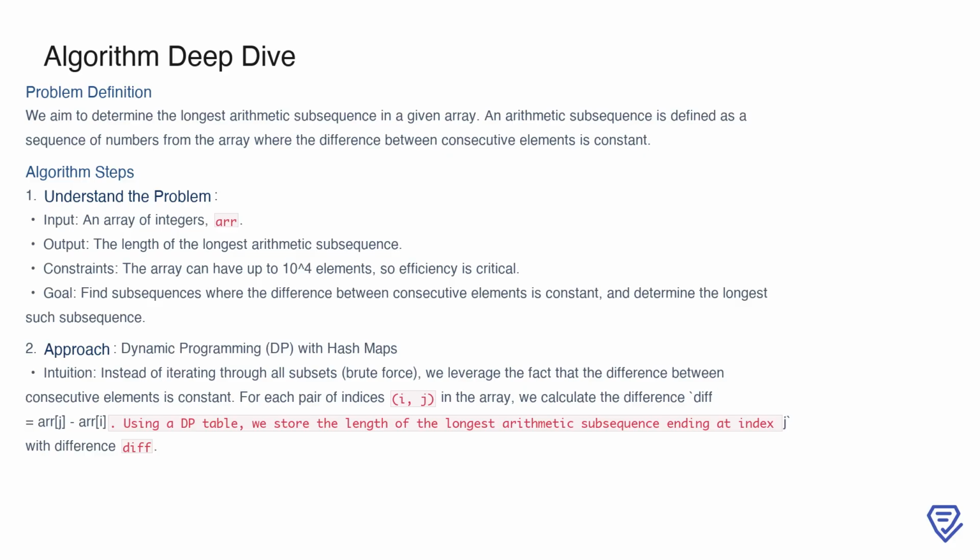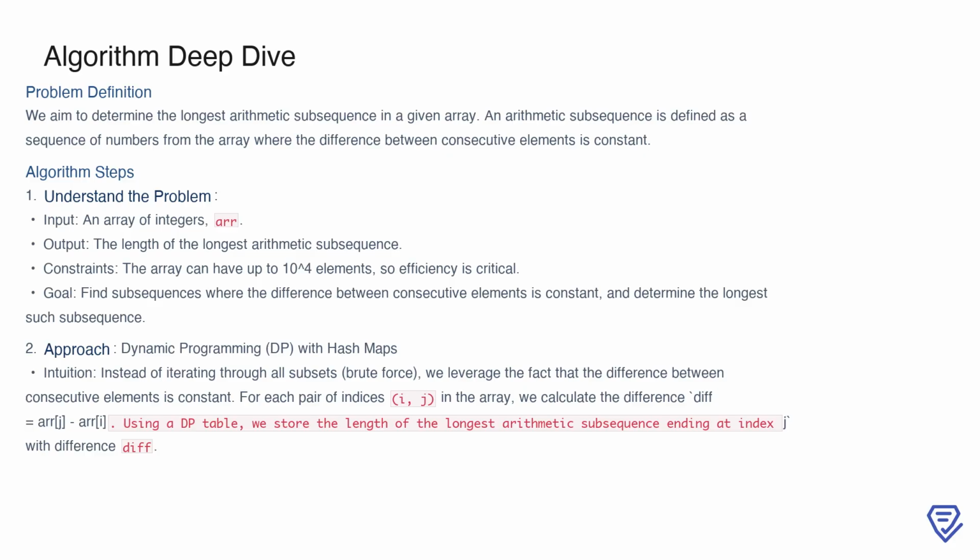To solve this problem, we need to identify the longest arithmetic subsequence within a given array. An arithmetic subsequence is formed when the difference between every pair of consecutive elements remains constant. The input is an array of integers, and the goal is to determine the length of the longest subsequence that satisfies this property. However, given that the array can have up to 10,000 elements, we cannot afford to use a brute force approach due to its inefficiency.